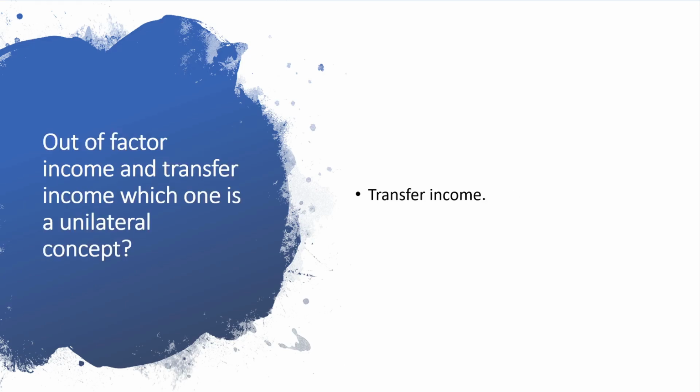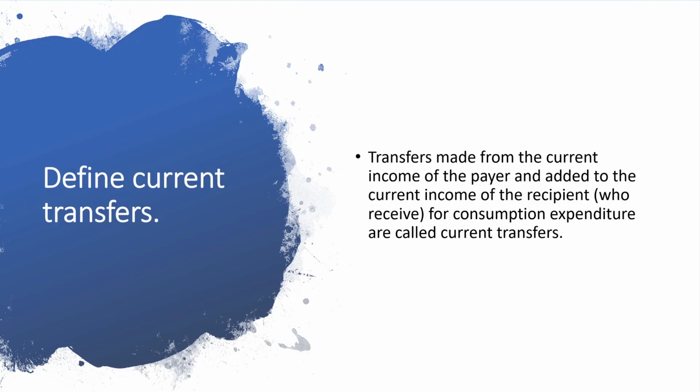Out of factor income and transfer income, which one is a unilateral concept? Transfer income. Define current transfers. Transfers made from the current income of the payer and added to the current income of the recipient, who receive, for consumption expenditure, are called current transfers.